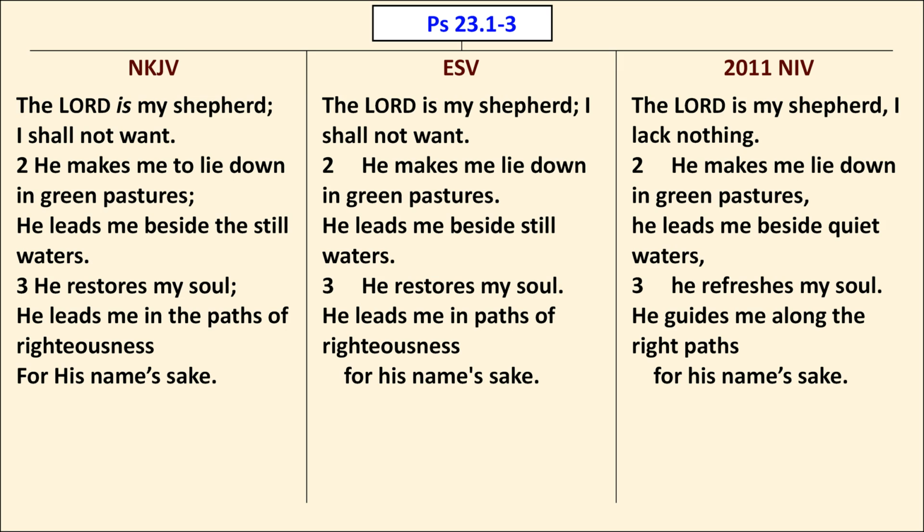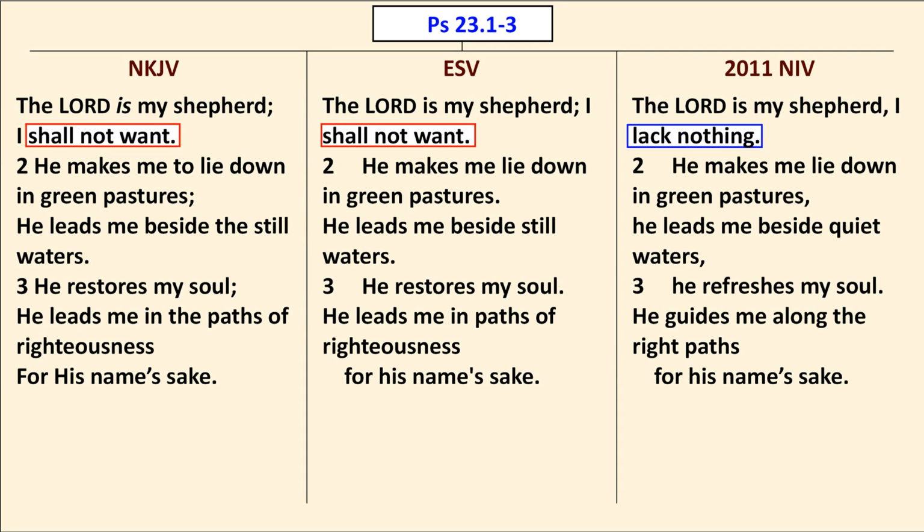You can often detect the shared ancestry of two translations by comparing them side by side in a passage. Here they are in the first three verses of the 23rd Psalm, with the 2011 NIV in the right-hand column for contrast. Both the NKJV and the ESV have shall not want, which goes back to the KJV. The NIV has lack nothing. Similarly, still waters goes back to the KJV. The NIV has quiet waters.